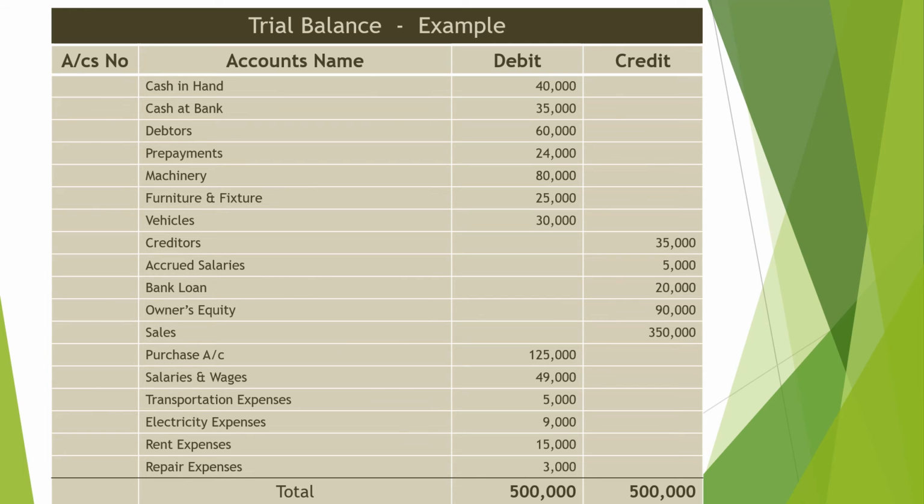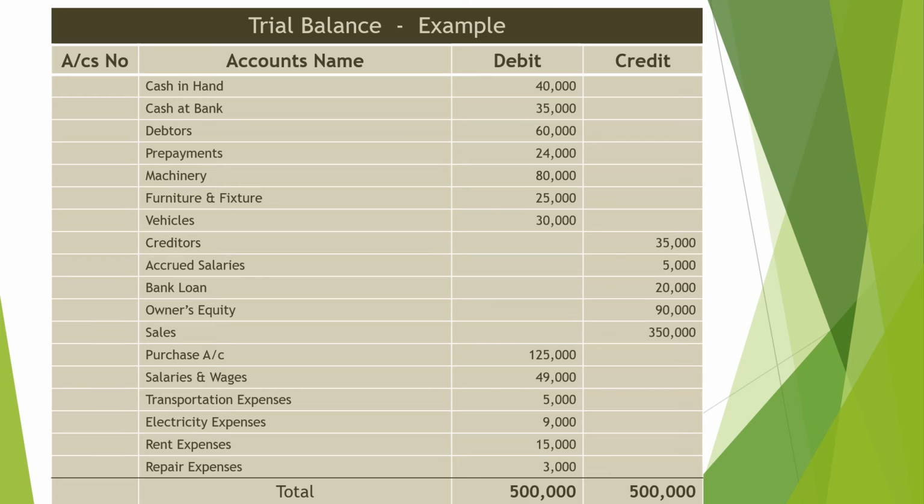When the trial balance is prepared, the current assets come up, then the fixed assets, then current liabilities, then long-term liabilities, then owners' equity, then revenues, and then the expenditure. Here we can see the current assets on the top, like cash in hand, cash at bank, debtors, prepayments. These four are current assets.